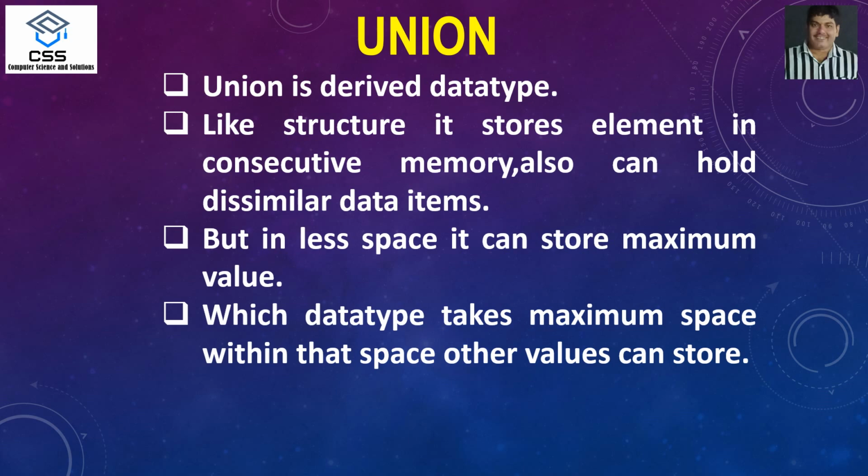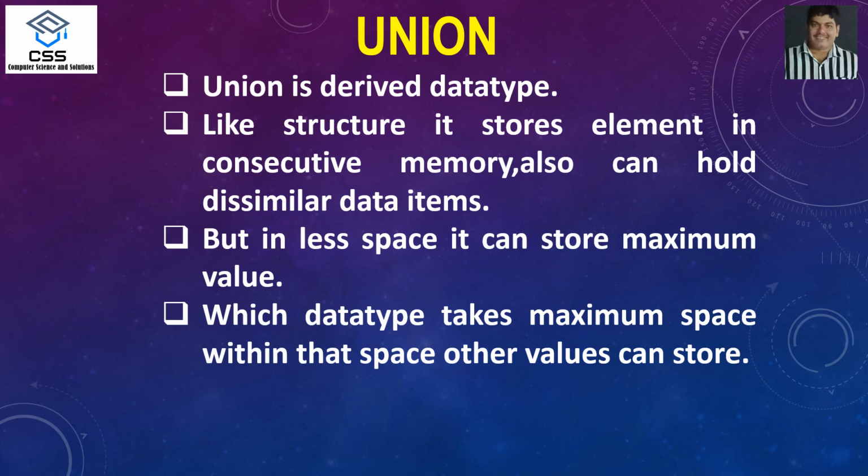Structure stores dissimilar data items, meaning record type of data. Union also stores record type of data or dissimilar data items. Structure stores in consecutive memory. Union is also storing the value in consecutive memory. Then you might think, what is the difference between the structure and union? The answer is, in structure we consume maximum space in memory, but in union we consume less space in the memory. How it is possible, we have to discuss, but before this, you just take an example.